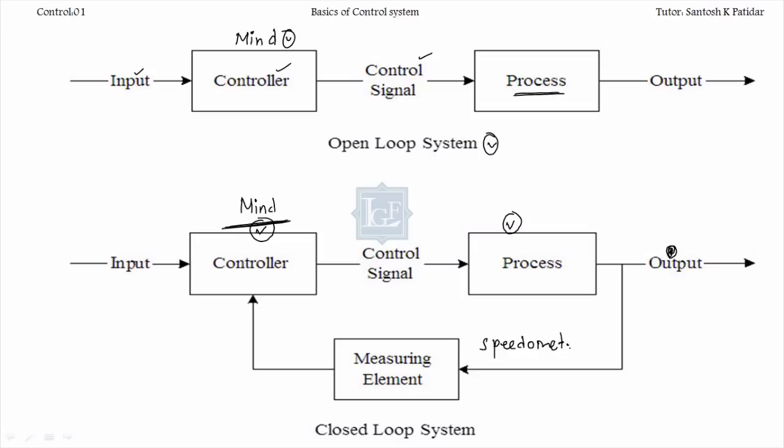The speedometer is measuring the speed, and the output of the speedometer we are feeding to the controller. Controller means mind. You are feeding all the information to your mind. Your mind will give a signal to your hands, meaning your mind is sending the control signal to your hands, and according to that your hands are taking action on the process. Okay, so this is the kind of closed loop control system. I hope it's clear to you.